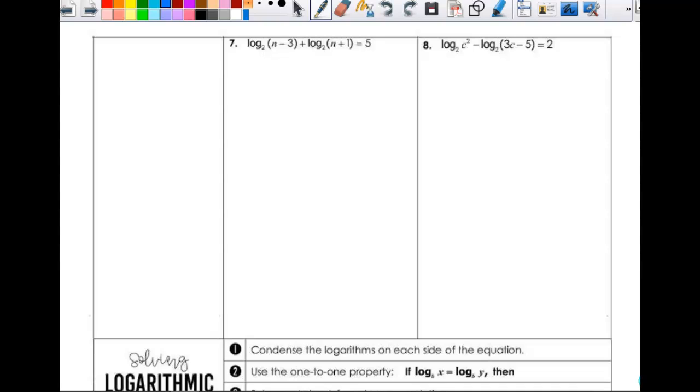Okay, so if I'm going to condense this, I have 2 logs, same base. What do I do with these 2 pieces? Multiply. So I will have log base 2 of n minus 3 times n plus 1, and that's equal to 5. So I need to actually multiply these. These are not a difference of squares. So I'm going to give you a minute. I want you to actually multiply them. However you go about multiplying them, there's different ways, but we're going to make sure we all get the right answer. Do it.